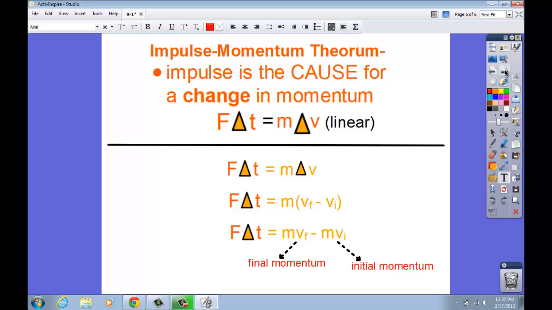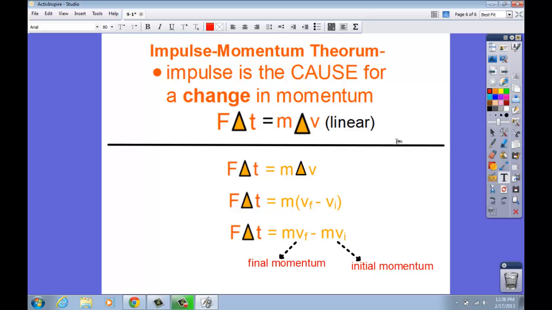Just like momentum, impulse is also a vector, and it is a vector because of the force. So the impulse is going to follow the direction of the force. So if I have an impulse that's in the same direction as the initial momentum, the object's going to speed up. If I have an impulse that is in the opposite direction or resisting the motion, the object is going to slow down.